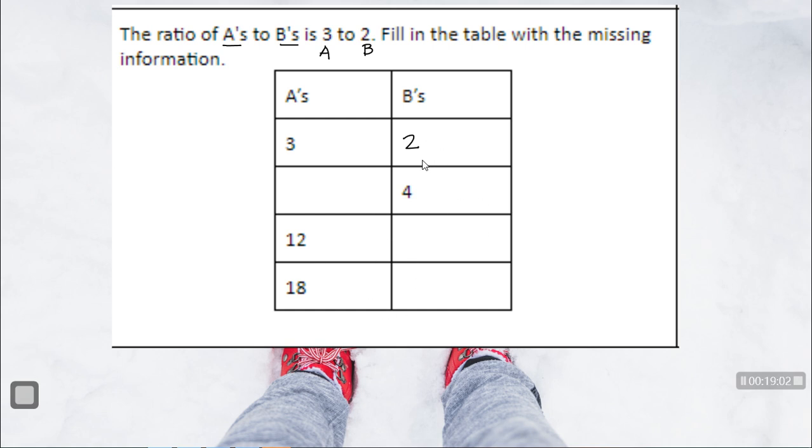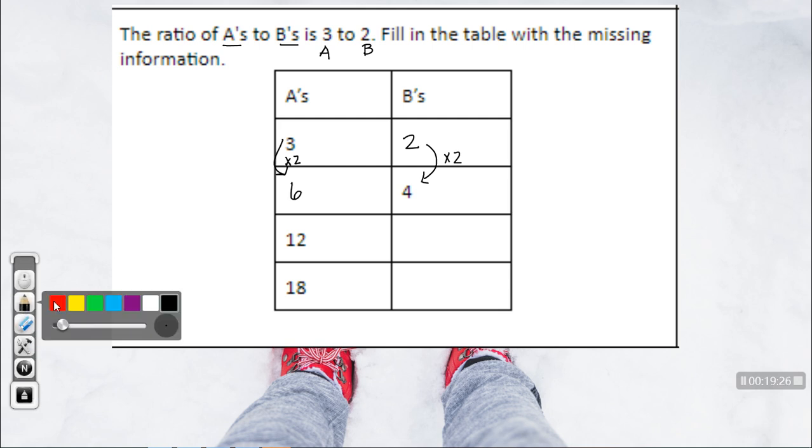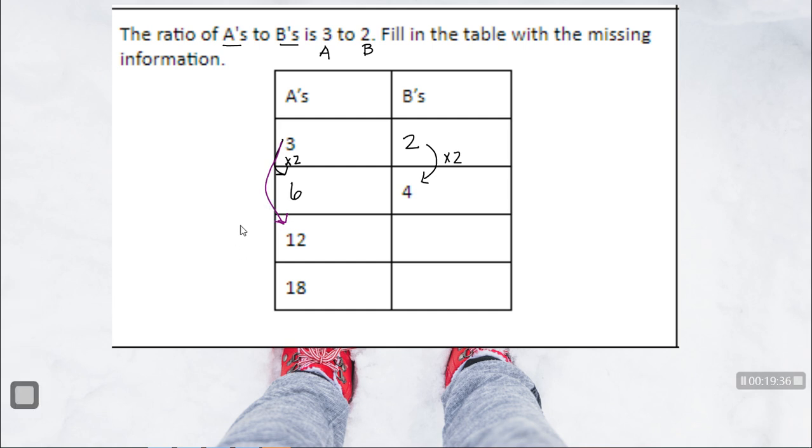Now we have to fill in the missing pieces by thinking about, well, how in the world did I get from 2 to 4? What did I multiply by? 2 times 2 would get me to 4. So then I need to do the same thing on this side. 3 times 2 would get me 6. So for 6 A's, I should have 4 B's. Now, we're going to keep using that method, trying to fill in and see what did we multiply by. So let's look at 3 to 12. How did I get from 3 to 12? I multiplied by 4. So then I need to start with 2 and multiply by 4 to get to my number over here. 2 times 4 is 8.